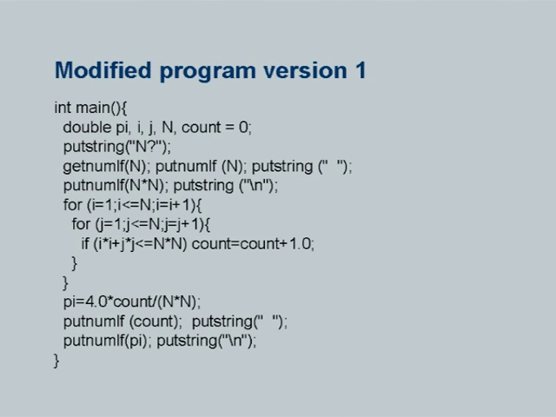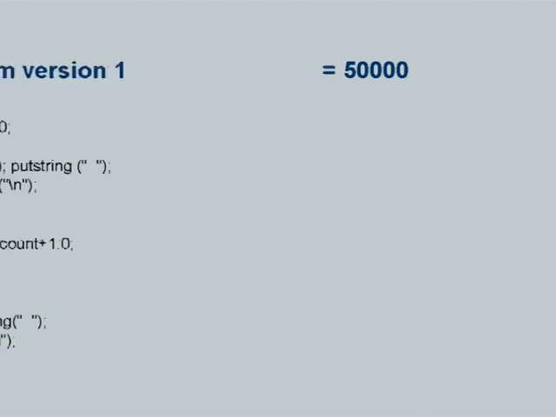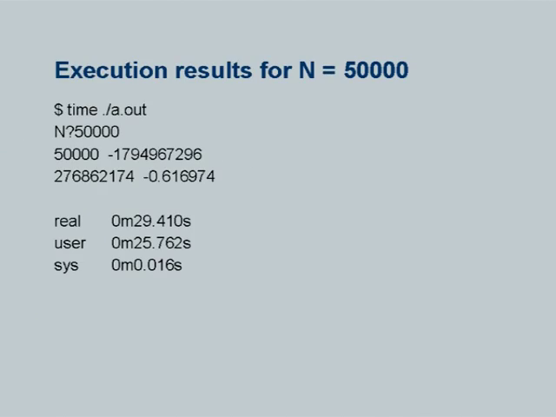I therefore modify the program further and I declare everything to be double. So I say double pi, i, j, n, and count, which I initialized to 0. Why double and why not float? After all, let us go back to the previous slide.